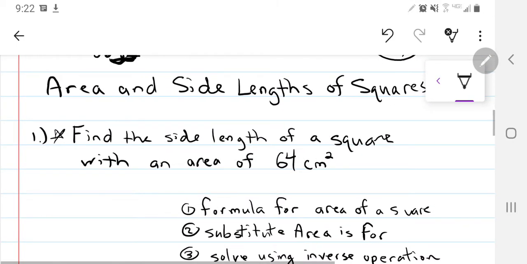Okay, next we're going to start our lesson, area and side lengths of squares. We want to use that relationship to find a missing side length, all right? So if we're given the area, can we find the side lengths? If we're given the side lengths, can we find the area?